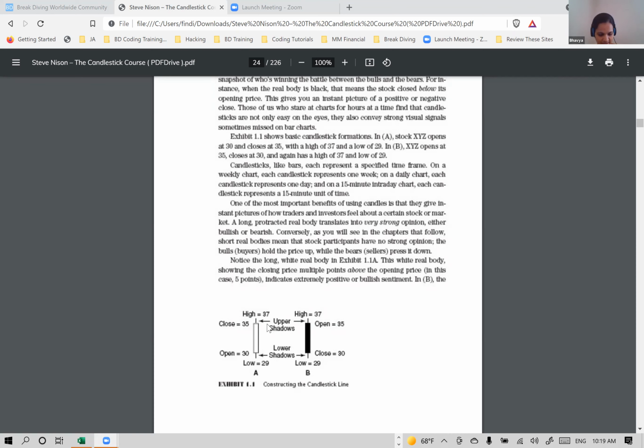Yes, but when it is patterned together, it gives some opinion as you move forward in the chapters. So by itself, it doesn't have an opinion, but when you put it together with many of them, it will give a very strong opinion about what the people think about that stock.